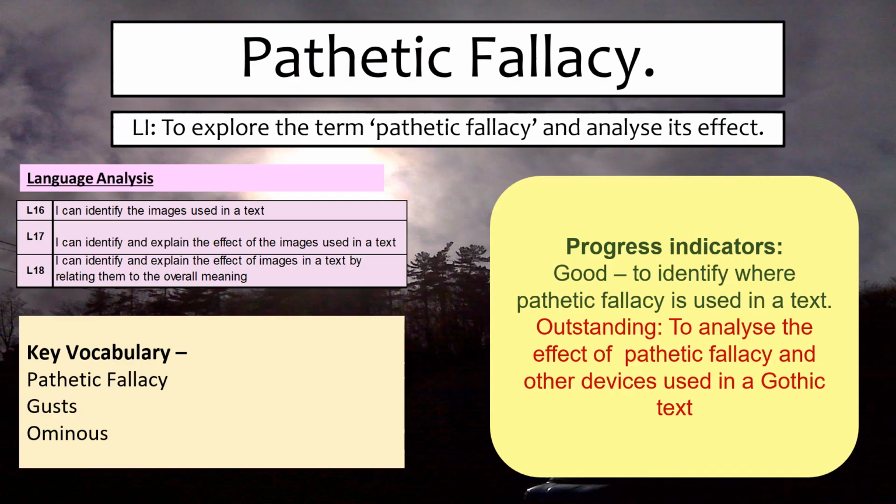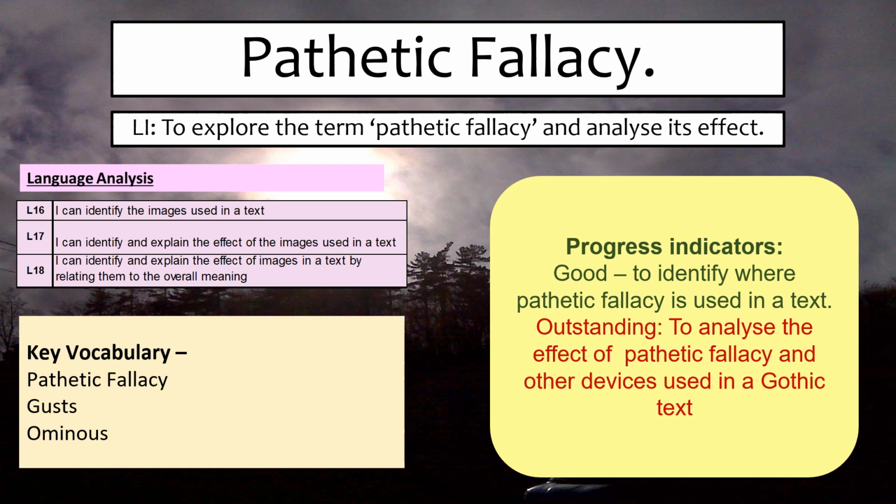Like I mentioned earlier, your focus for today is pathetic fallacy, and you're going to be exploring how that device is used within a text and analyse its effect on the audience and the reader. So we are looking at language analysis. This is AO2, and your skills that we are looking at is being able to first of all identify where pathetic fallacy is used, and that is your good progress for today. And then your outstanding will be to analyse the effect of pathetic fallacy and other devices that are used in a Gothic text.